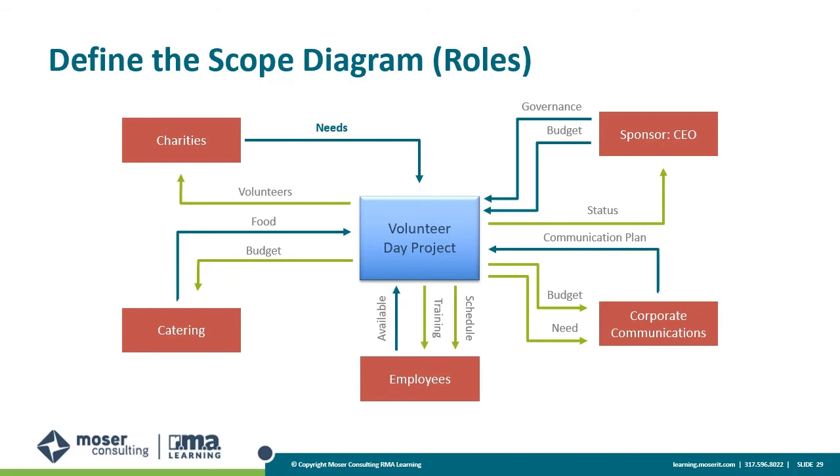When you're building your own scope diagram, remember, there's only one arrowhead, no double-headed arrows, and arrows cannot go between those red boxes. Those are stakeholders. You are communicating through the project. If you let everybody talk to each other, it would be chaos. Everything flows from the middle.